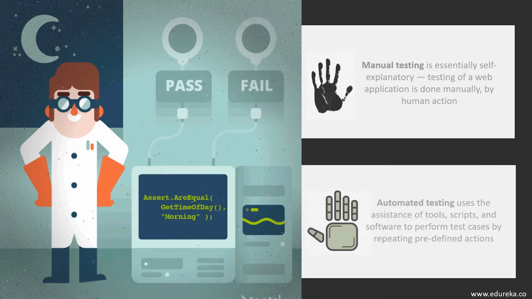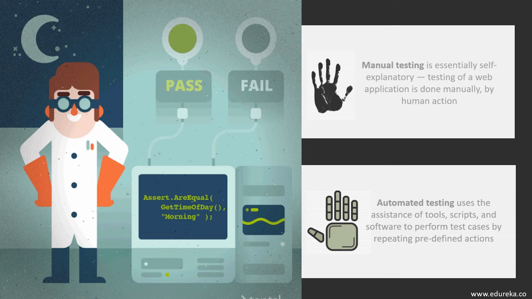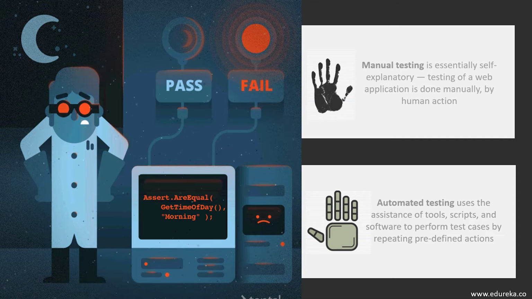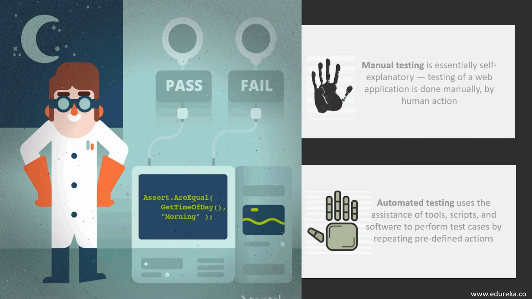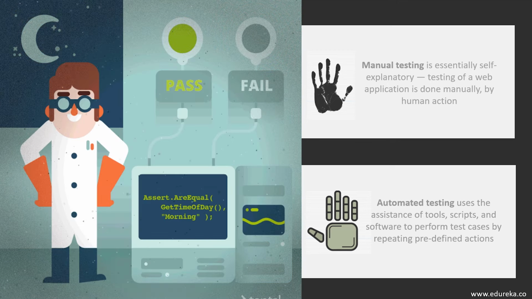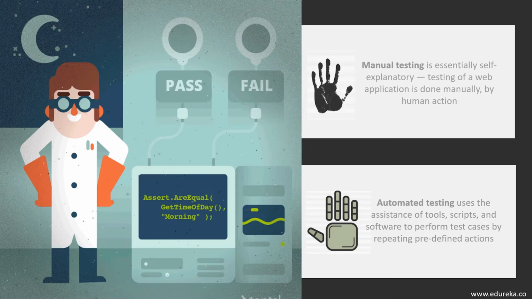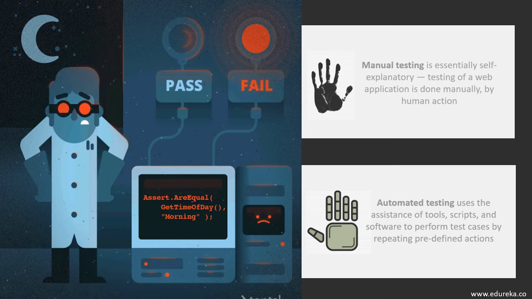This is where automation testing comes into the picture. Automation basically focuses on replacing manual human activity with systems or tools or some sort of devices that enhance the efficiency and reduce the time required. Test automation or automation testing uses the assistance of tools, scripts, and software to perform test cases by repeating predefined actions when needed. So, automation testing and using different kinds of tools and scripts will give a company a competitive edge in the market. Test automation is being considered as the most effective way to enhance coverage, efficiency, and effectiveness of any software application.